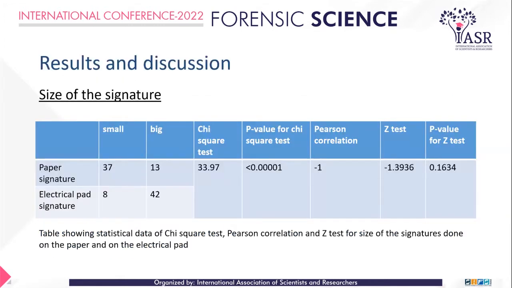For the results and discussion, I obtained results for 19 characteristics, and I am showing two of them, starting with the positive result, that is the size of signature. I have conducted statistical tests, the chi-square test, Pearson correlation, and Z-test, on the size of signatures done on paper and on the electrical pad or application.